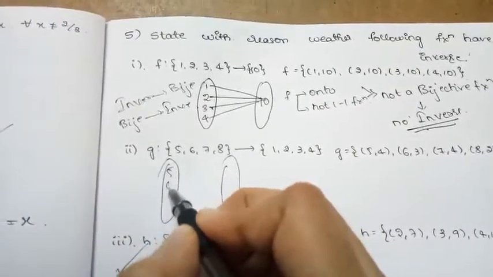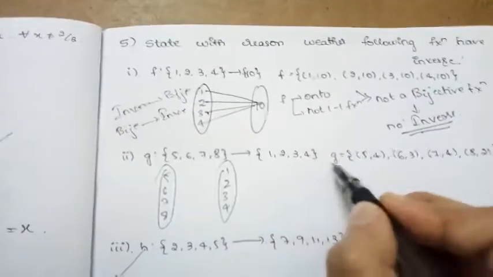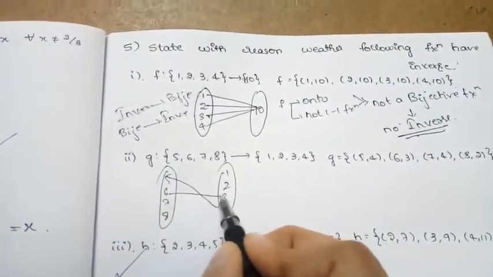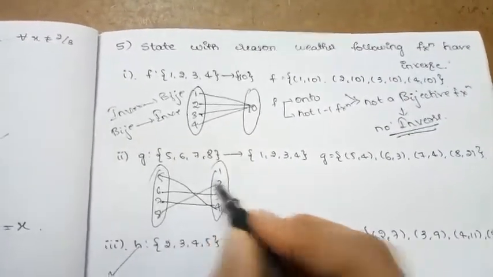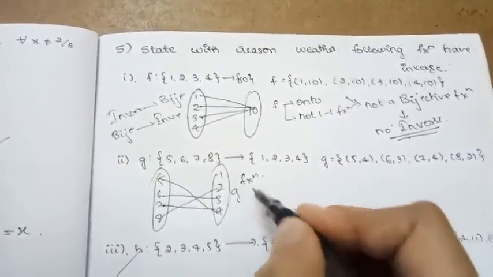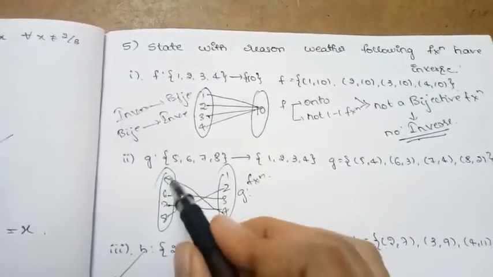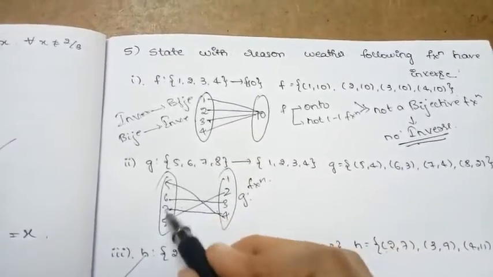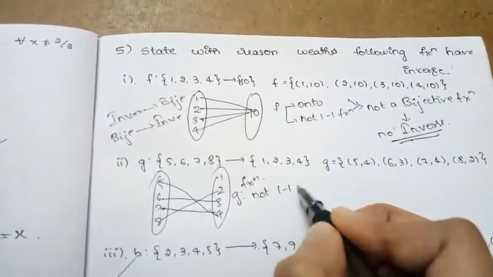So here we have 5, 6, 7, 8, and here 1, 2, 3, 4. How is the mapping? 5 is mapped to 4, 6 is mapped to 3, 7 is mapped to 4, and 8 is mapped to 1. So clearly, for this function g, look at whether it has a unique image. 5 has 4, 6 has 3, 7 also has 4. So 5 and 7 have the same image, so it is not a one-one function.